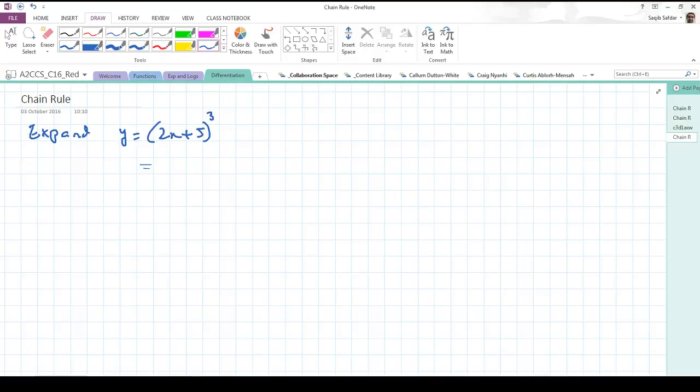So if you expand this out, you get 8x cubed plus 60x squared plus 150x plus 125. So there's our expansion. And then we can do dy/dx. What does that give us? Is your final answer 2 minus 2? What does that give us? Okay. 24x squared plus 120x plus 150.